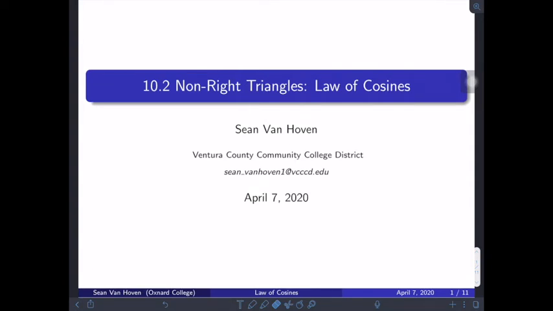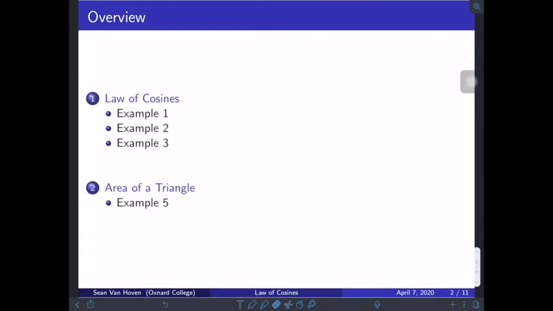Section 10.2, Non-right triangles, Law of Cosines. Our overview: we'll have 3 examples on the law of cosines, and then 1 more example on the area of a triangle.